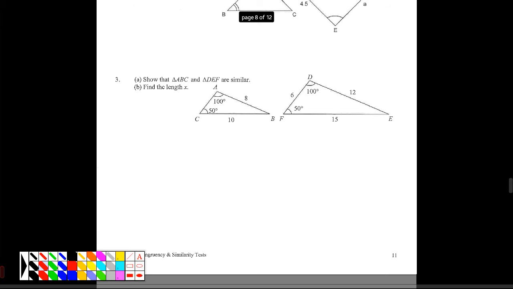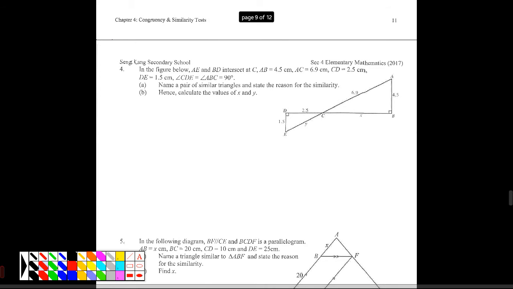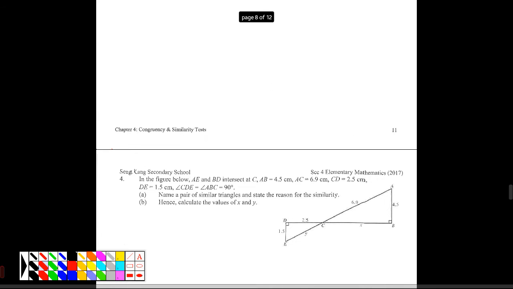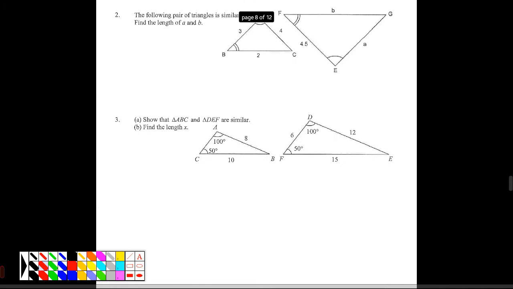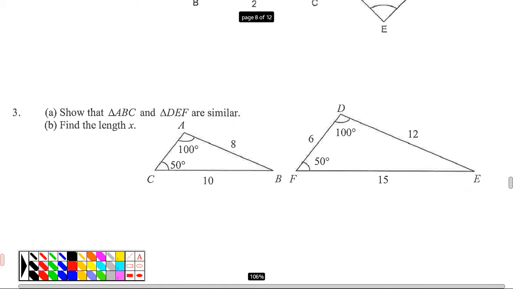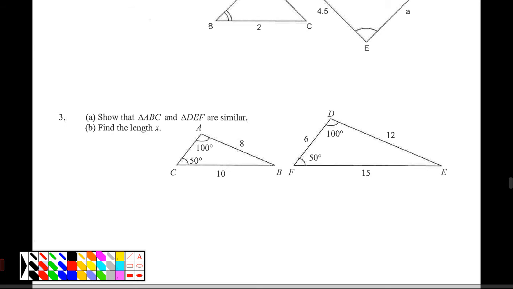Should I do practice for this one? No. Then what? All very simple. Okay, we try one question. Question 3. What page is this? Homework, page 11, question 3.